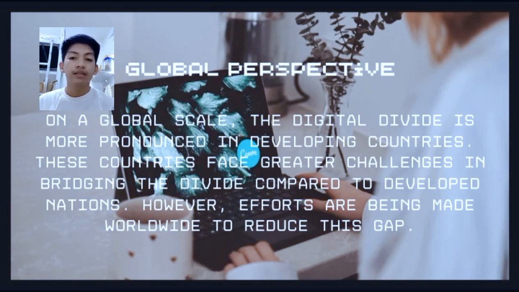According to the International Telecommunication Union, or ITU, around half of the global population still does not have access to the internet. In developing regions such as sub-Saharan Africa and parts of Asia, internet penetration rates are significantly lower compared to developed regions. Efforts to bridge the digital divide in developing countries often involve initiatives to expand internet infrastructure, improve affordability, and provide digital literacy training. However, the progress is uneven across different regions and countries.